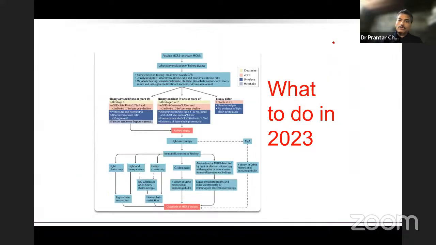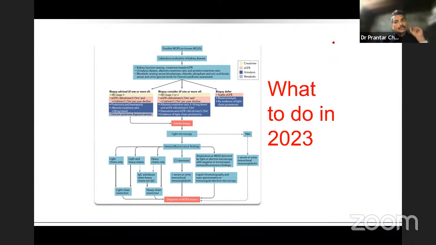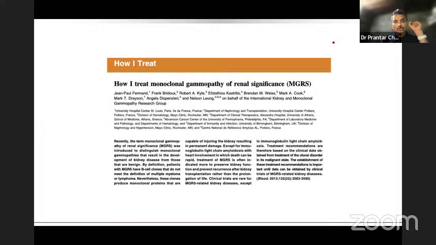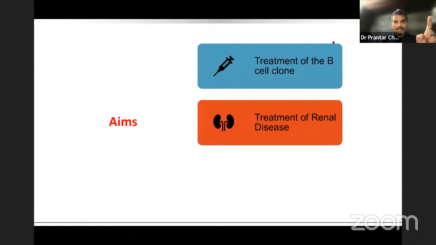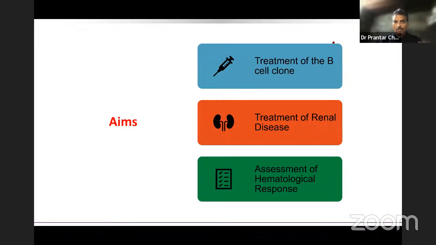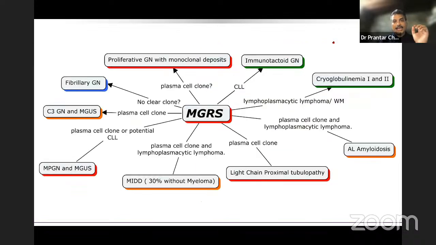So what to do in 2023? If you find it, you should complete the diagnosis, the final diagnosis, and treat it. Treatment of the B cell clone, treatment of renal disease, and assessment of hematological response. So what I'm trying to tell you is there is MGUS, there is MGCS, there is MGRS. Your job is to refer it to the multidisciplinary team.